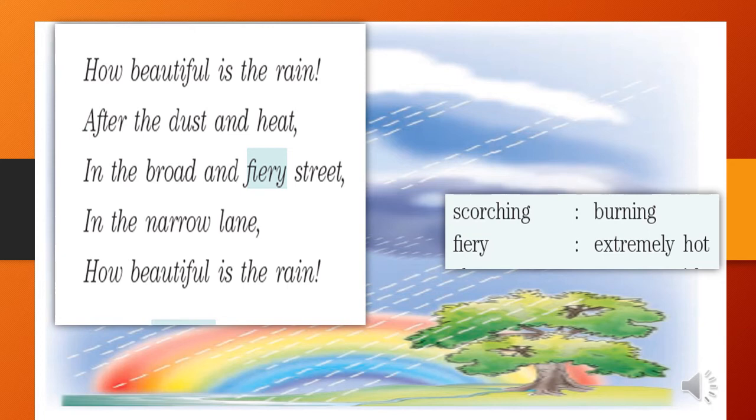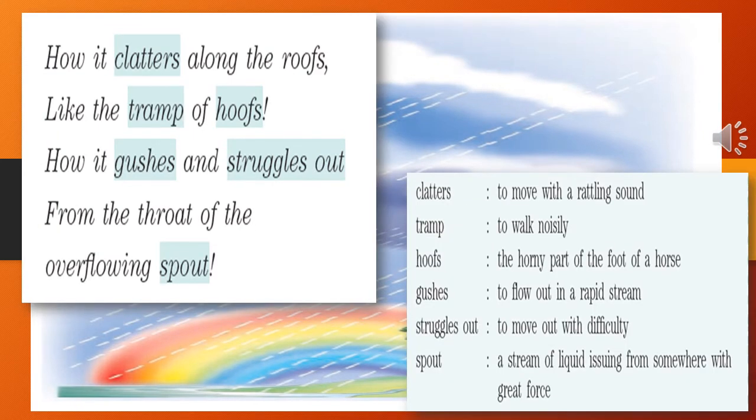Children, here the poet has repeated the line, how beautiful is the rain, in the fifth line also. So he is reiterating the significance of the beauty of the rain. All right. Now let's do the second stanza.